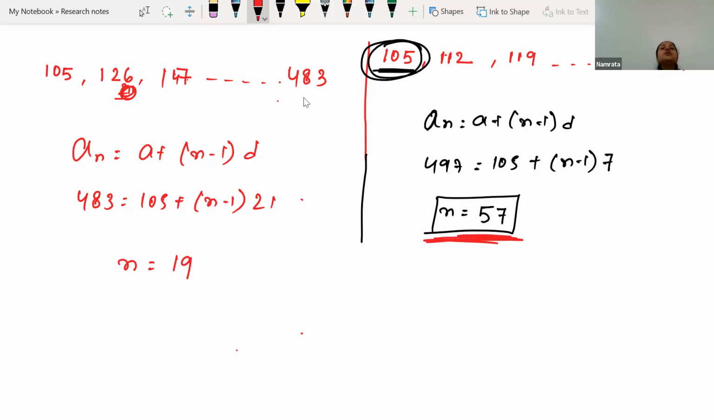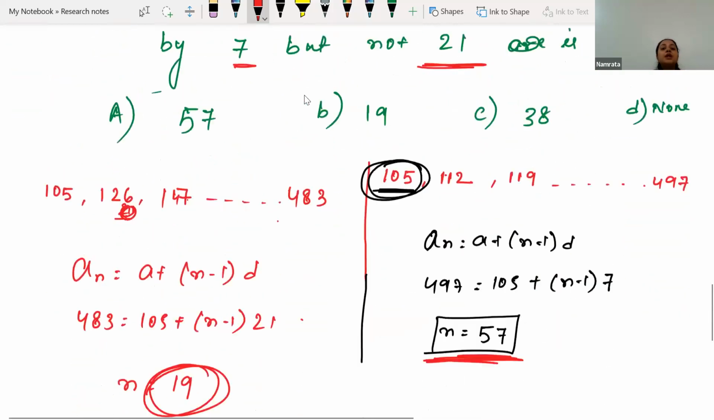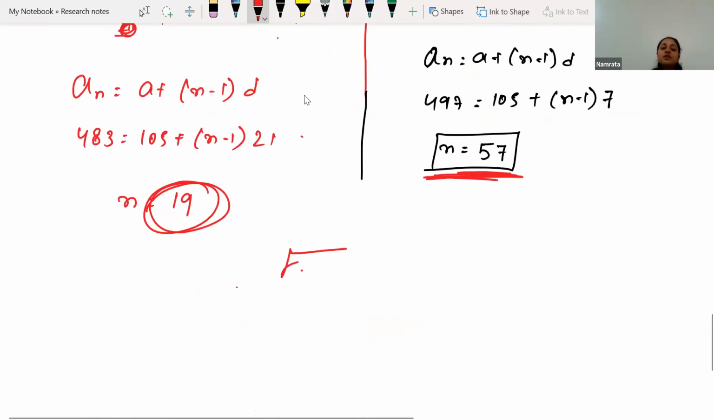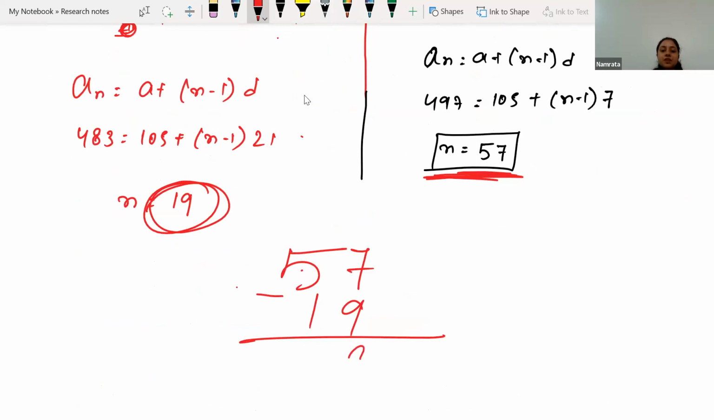Total 57 terms were there which were divisible by 7. Among that, there were a few numbers which were divisible by 21 also. So 19 such numbers are divisible by 21 also. What we have to find is the number divisible by 7 but not 21. That means 57 minus 19, which is 38. So there are 38 such numbers which are only divisible by 7. Right, Lena?